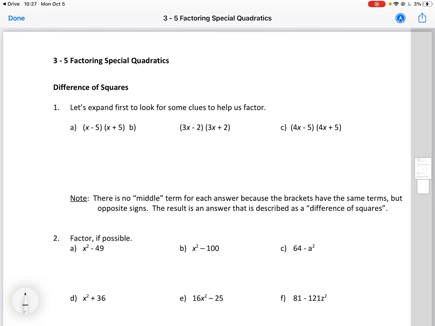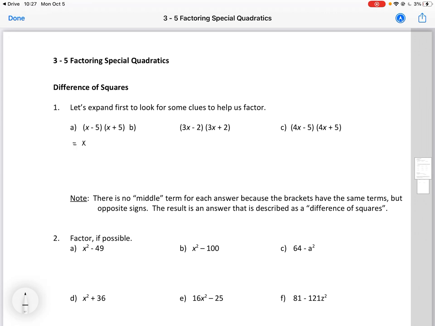This video looks at some shortcuts for factoring quadratics. If you don't notice this, it's okay. It still works the normal way, but these are some shortcuts to help make you a little bit more efficient. So here we're going to expand first to look for some clues again.